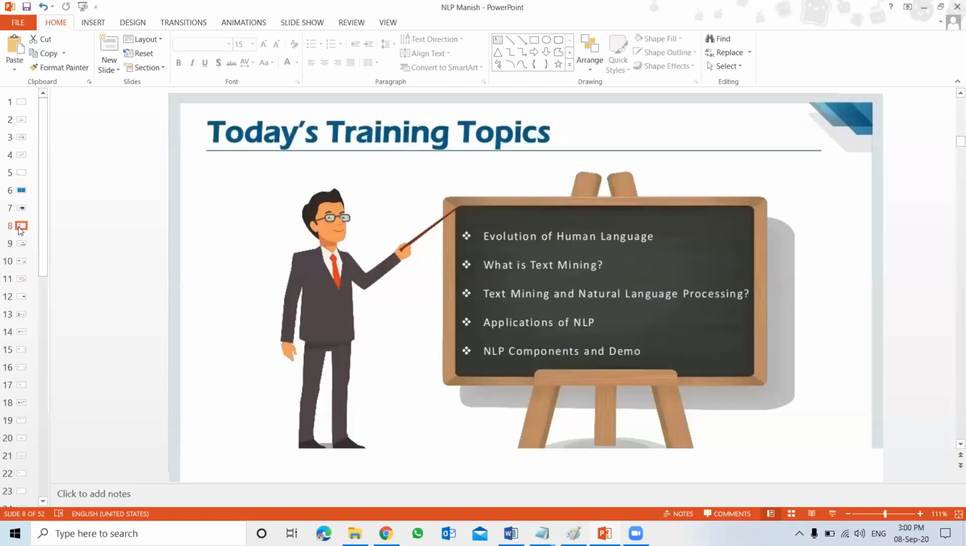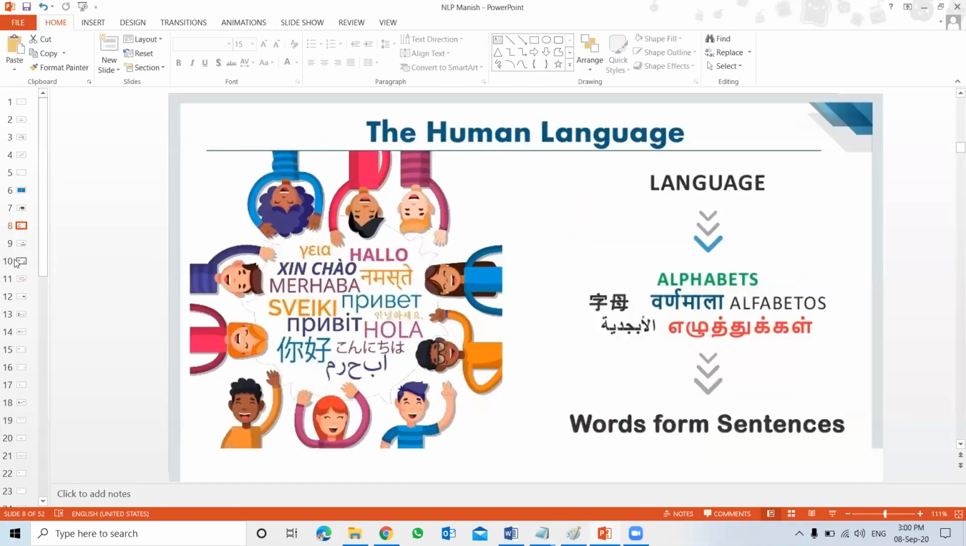So guys, now here you can see that we have different types of languages in the world. Specifically, if you talk about India, in India we have a huge volume of languages. Even for a specific state, we have different types of mother tongue or different types of pronunciation depending upon the area. So this is the difference we have here.